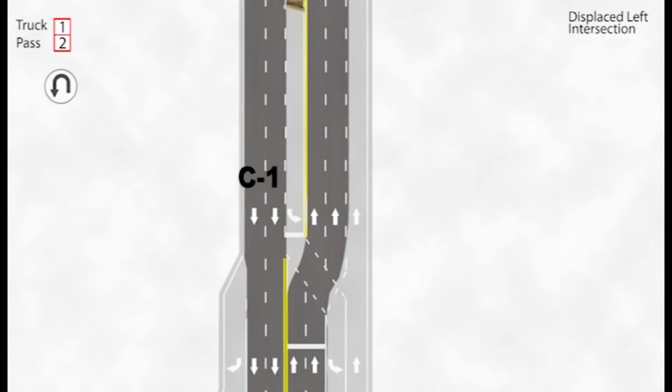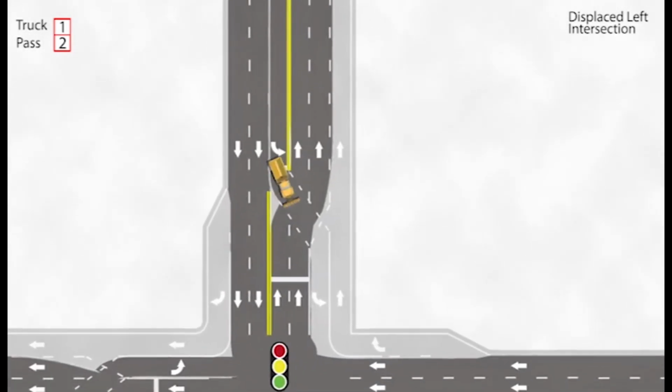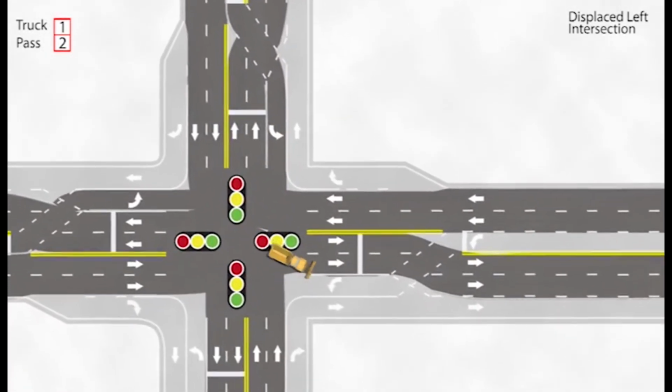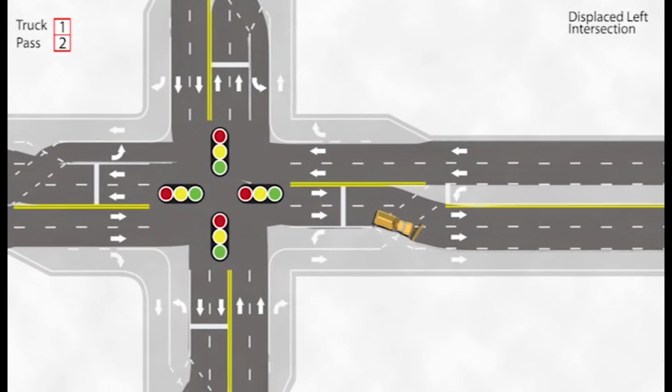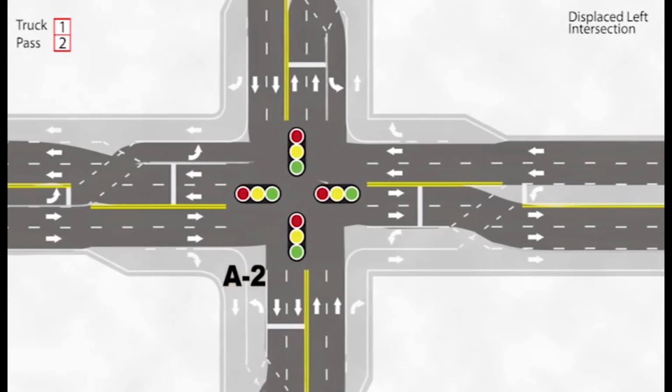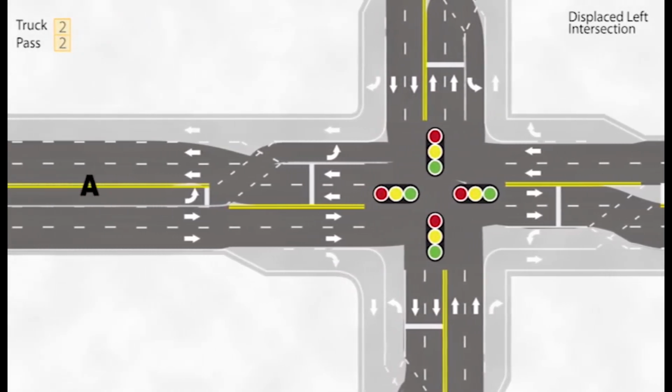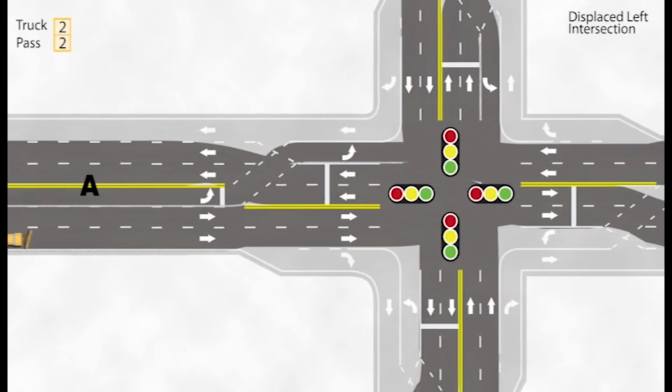At point C1, it enters the dedicated left turn lane. Note that the left turn lane is now on the opposite side of the roadway. It proceeds through the intersection and turns left into the main road center lane and continues to point B, the far end point.